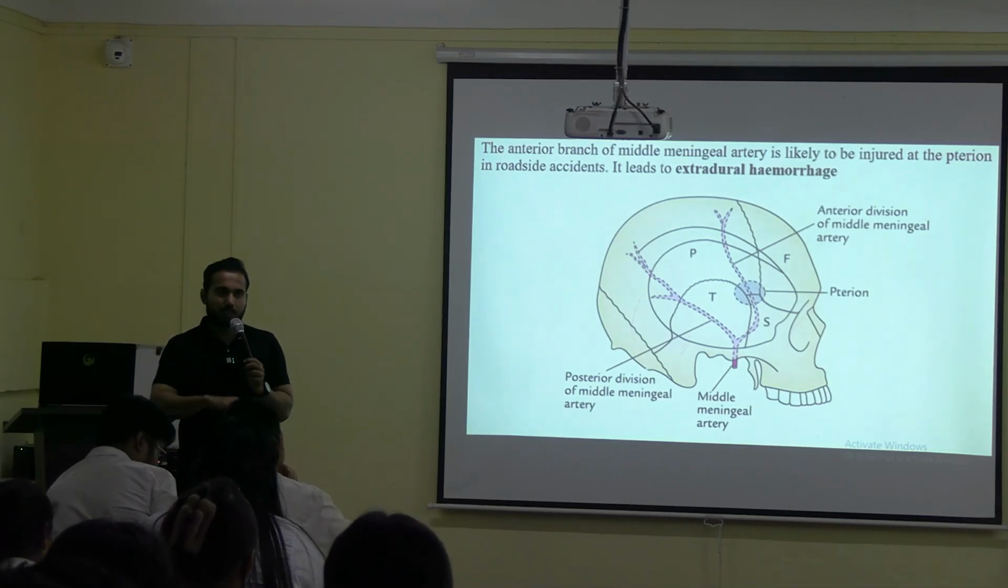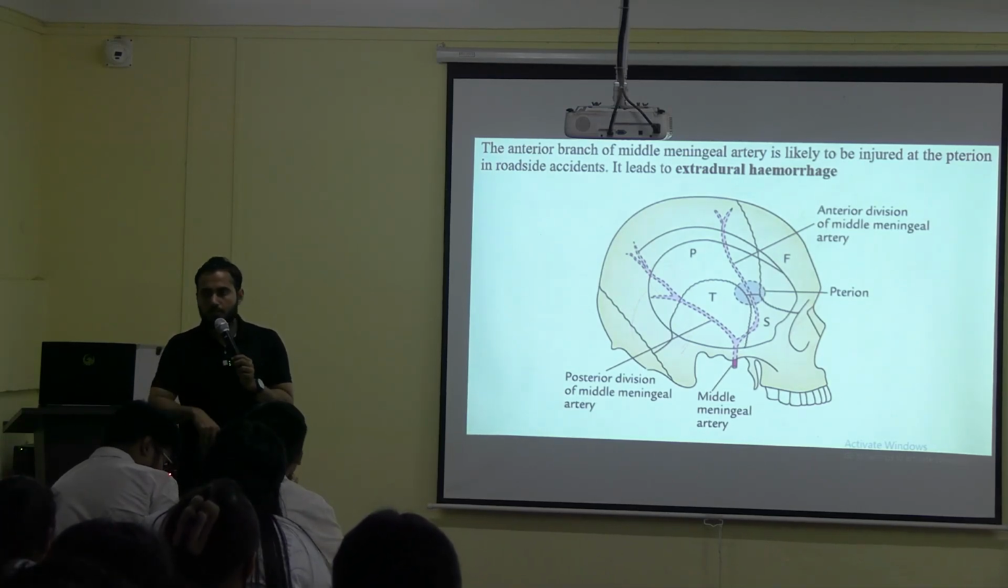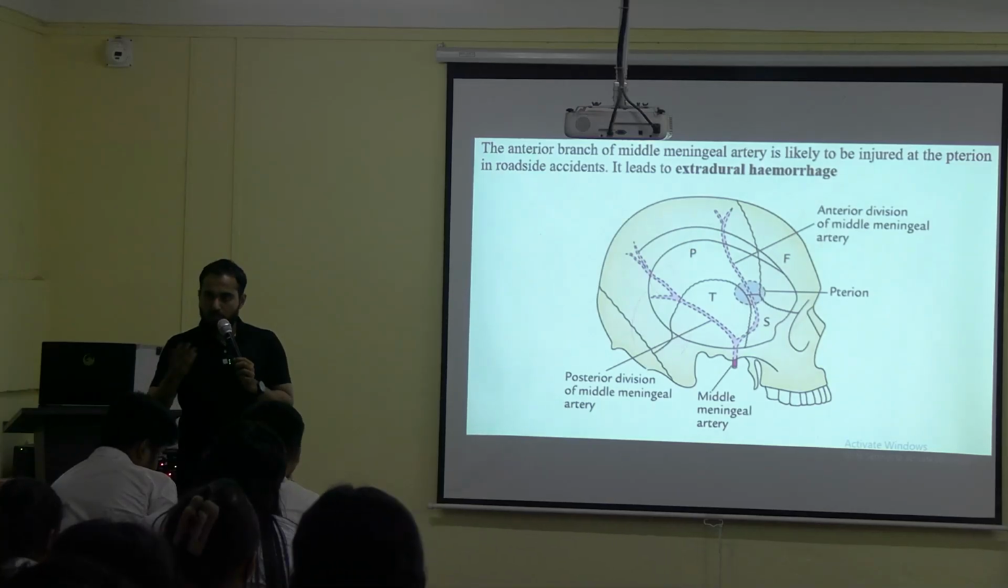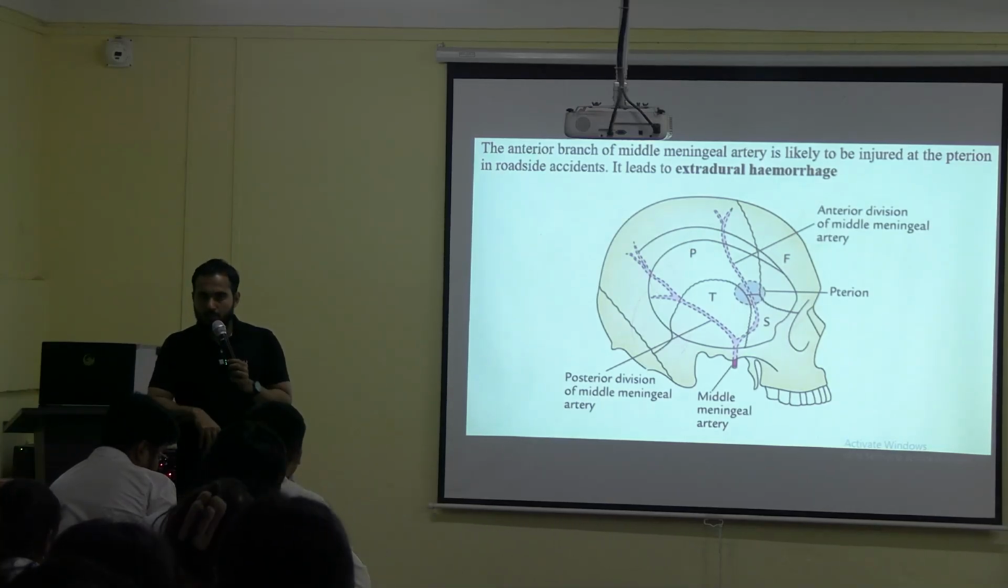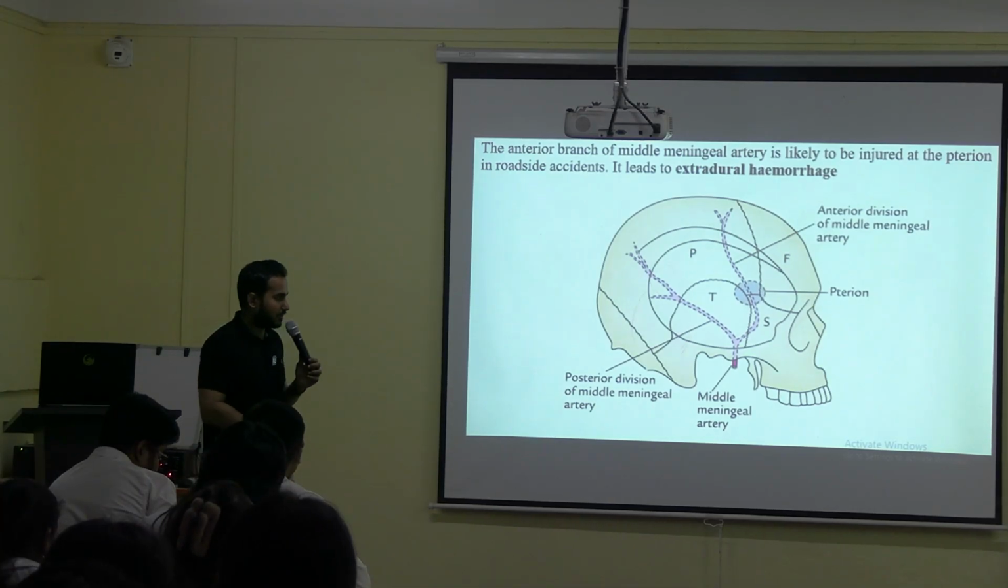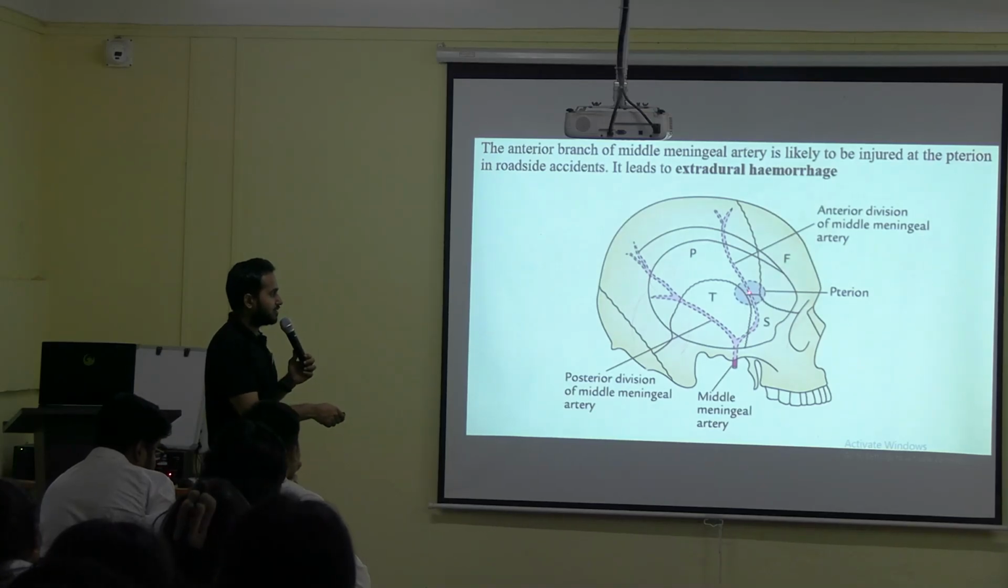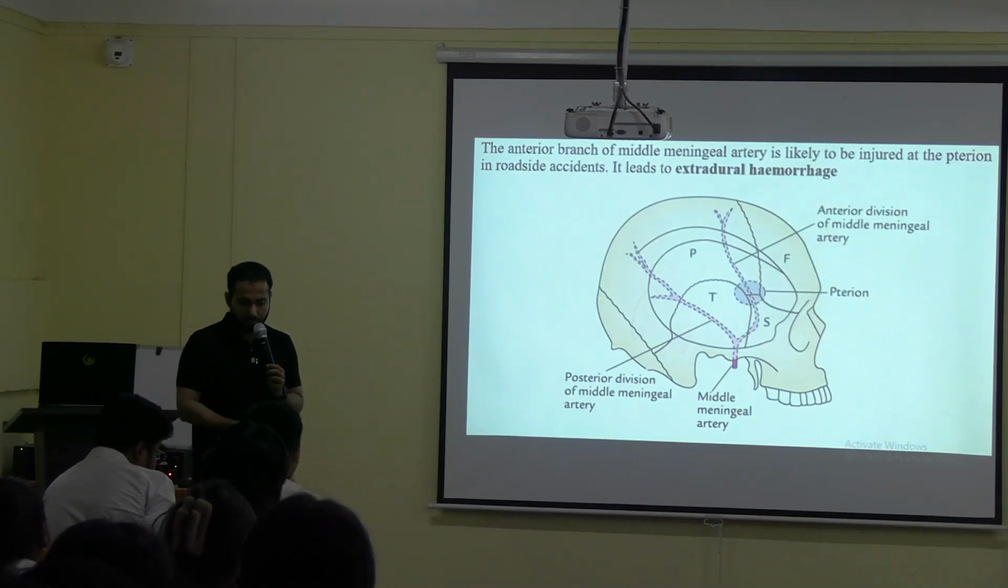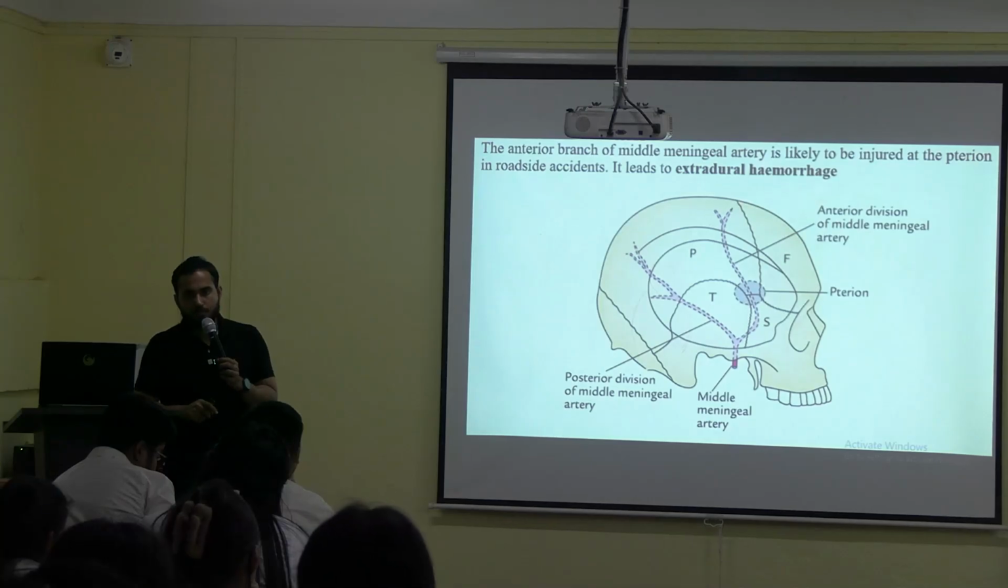ठीक है, we'll discuss about the type of hemorrhages also in blood supply of brain. ठीक है, in neuro we'll discuss about the blood supply of brain. Don't worry. Different types of hemorrhages. Now if this artery get damaged, okay, then bleeding will be there, and that is called as extradural hemorrhage.